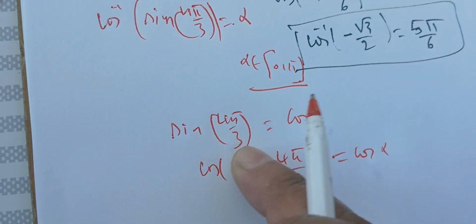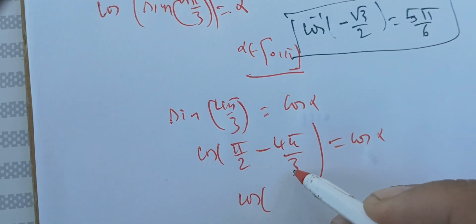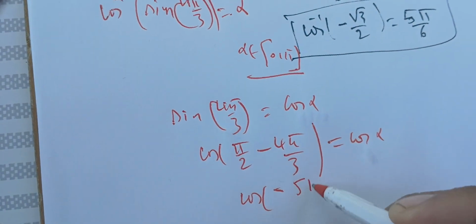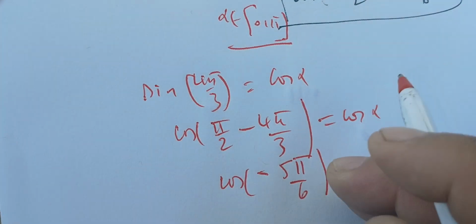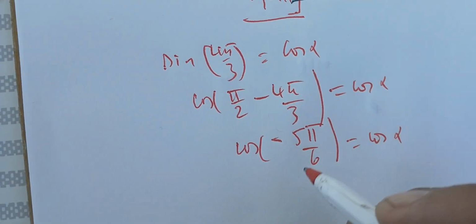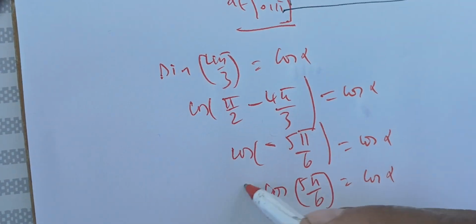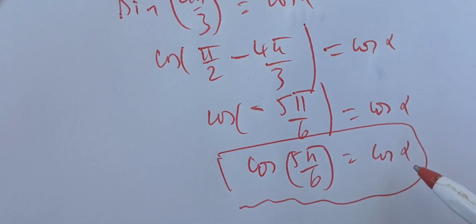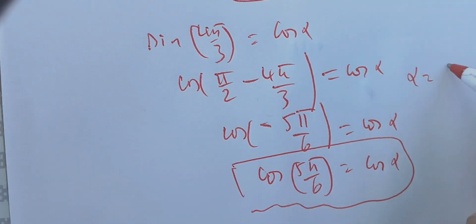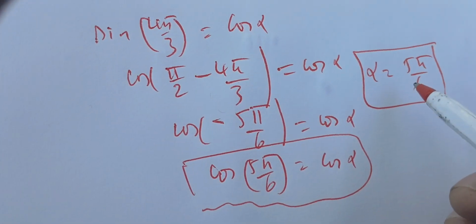I need to shift by pi over 2. This gives me the cosine of minus 5 pi over 6. But since the cosine is even, I have the cosine of 5 pi over 6. Remembering my condition that alpha has to be in 0 to pi, therefore alpha is 5 pi over 6. And this is the value that I'm looking for.